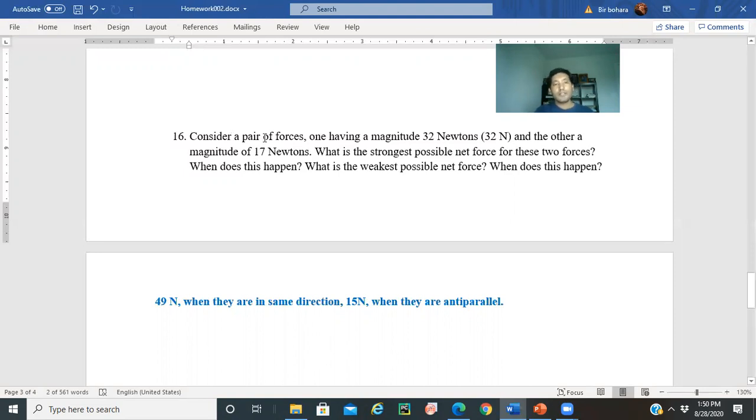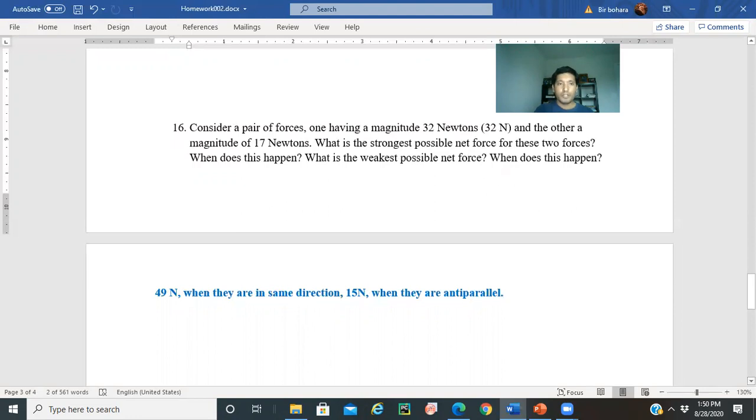This question says consider a pair of forces, one having a magnitude 32 newtons and the other of magnitude 17 newtons. What is the strongest possible net force for these two forces? Okay, one question. When does this happen? Second question. What is the weakest possible net force? When does this happen? Okay, these are four questions you have to answer.